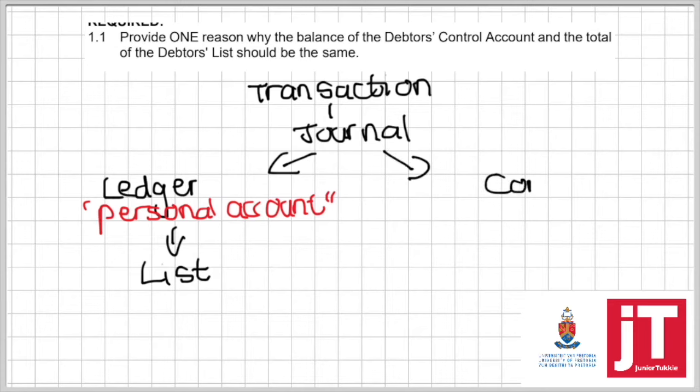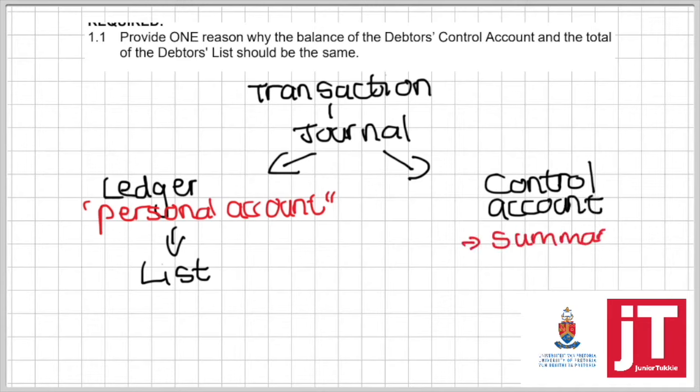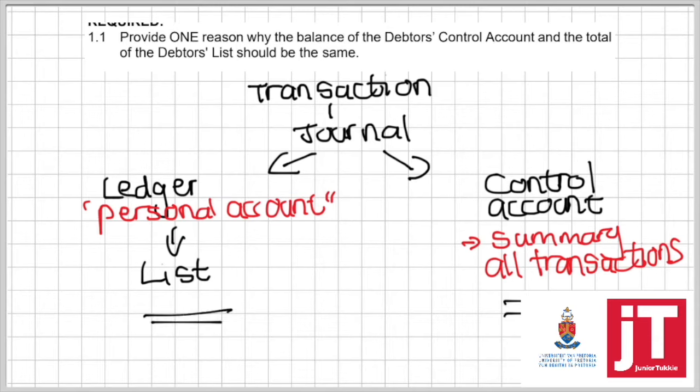From the journals, we post the totals to the control account. The control account is a summary of all the transactions that happen, of all our debtors. So if we've done this process correctly, it means that the list should be equal to the control account.